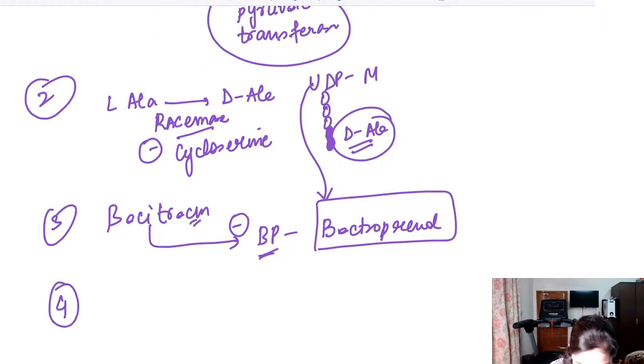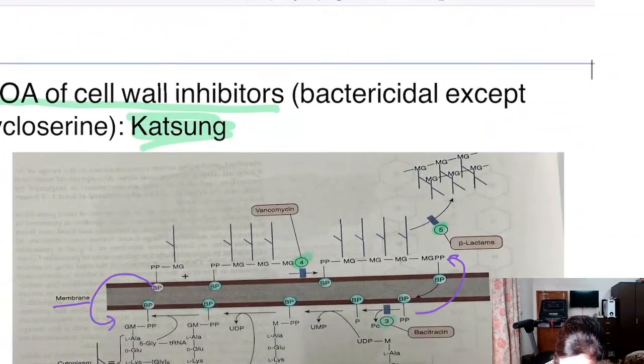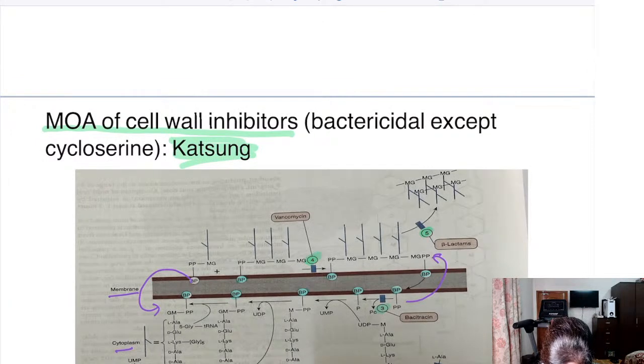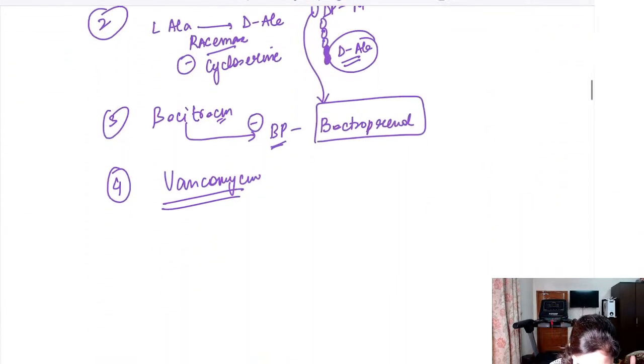Then comes your fourth step, where you have your vancomycin. Now, what does vancomycin do? We've discussed the enzyme, but what it actually does is it binds to the D-ALA group. In the UDP-NAM, it binds to the last D-ALA group and will not allow any further action. When D-ALA is covered, it is involved in the cross-linking, so that is not going to occur. But its target is different than the beta-lactams.